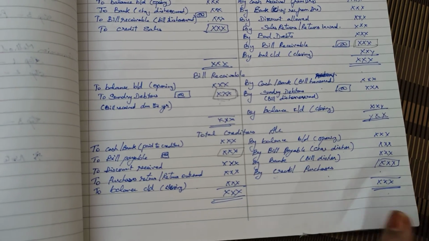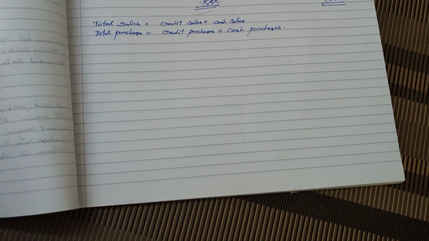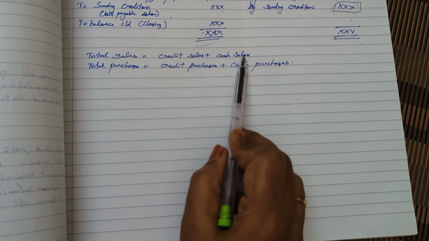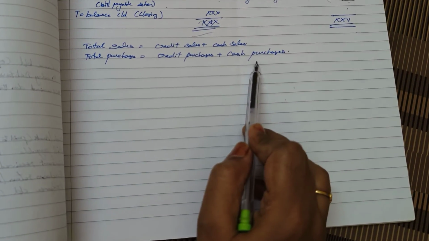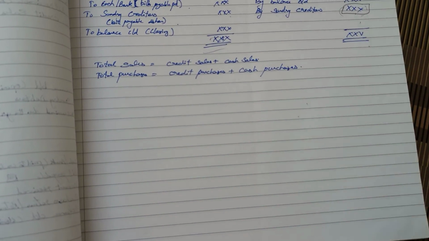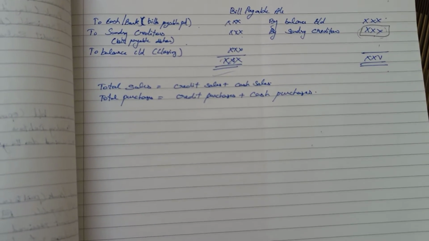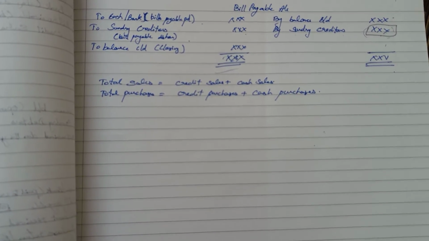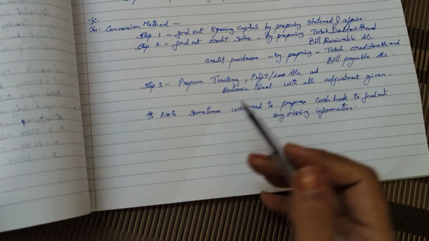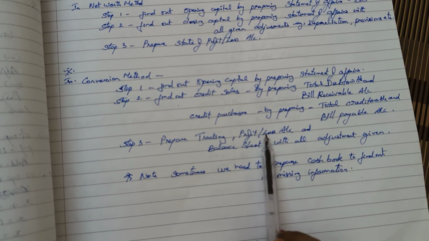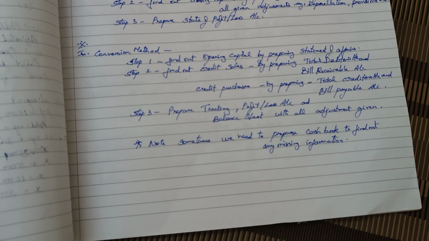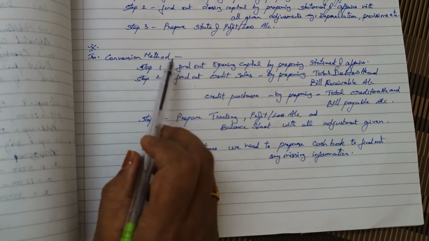So this is how you will find out the credit purchase and credit sales by preparing the debtors account and creditors account. Then after this you will find out the total purchase. Total purchase is credit purchase plus cash purchase. Total sales is credit sales plus cash sales. So this is how you will find out the total sales and total purchase. Then as usual you will prepare your trading account, P&L and balance sheet with the adjustments, the same way we have done final accounts. So this is the conversion method of doing the sum.